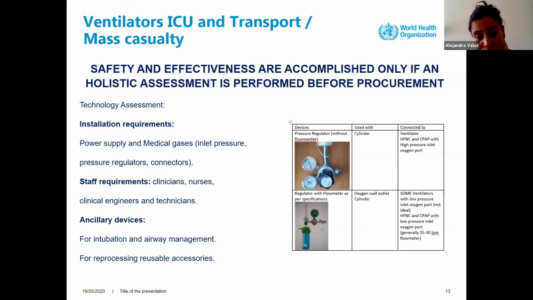And procuring one of these equipment is also subject to the availability of other devices like the intubation or airway management devices. Also, if we are considering buying breathing circuits that are reusable, we will need to talk about sterilization and other decontamination processes.